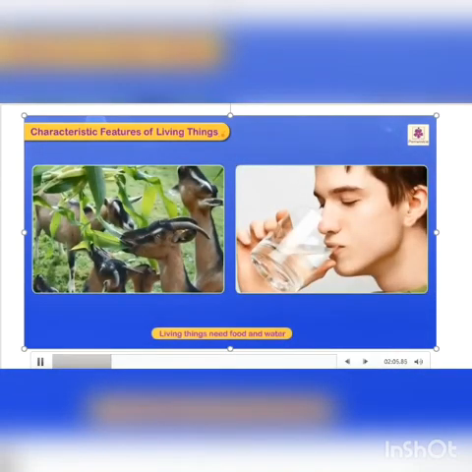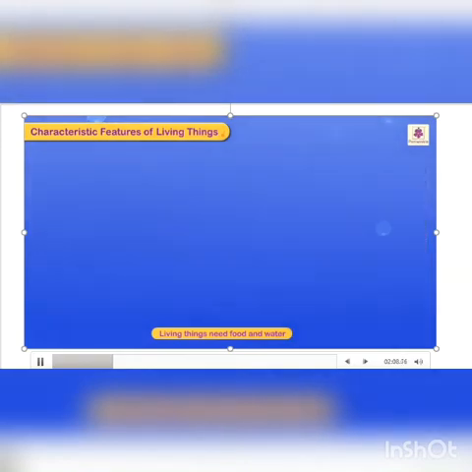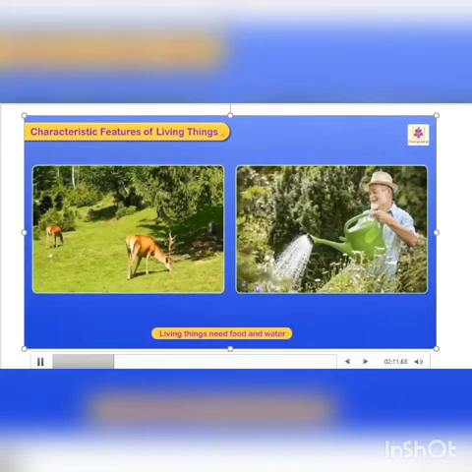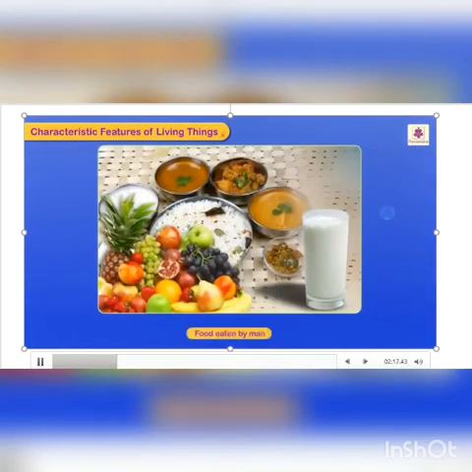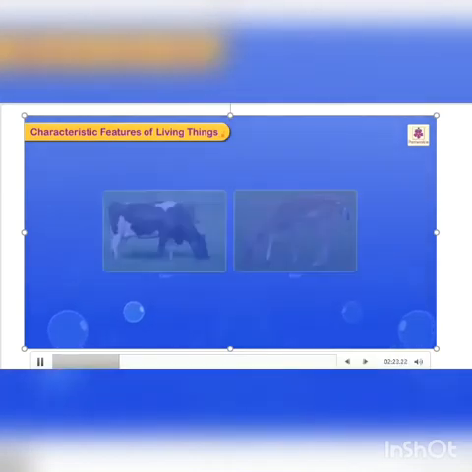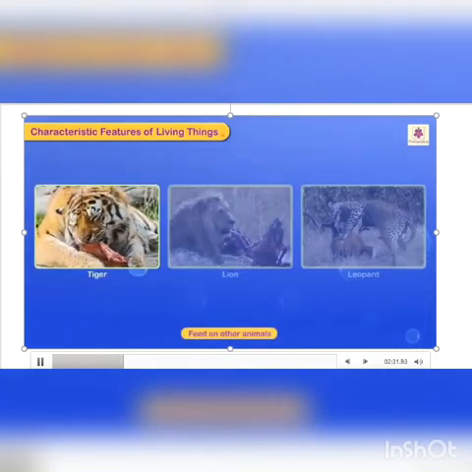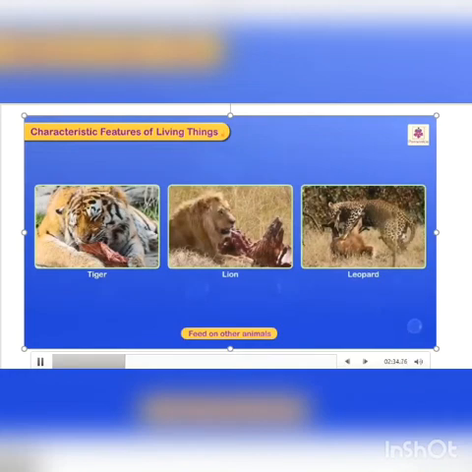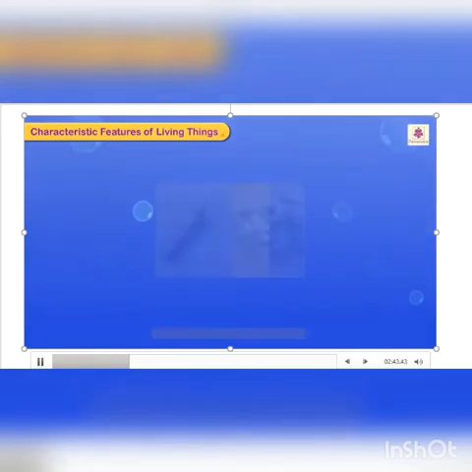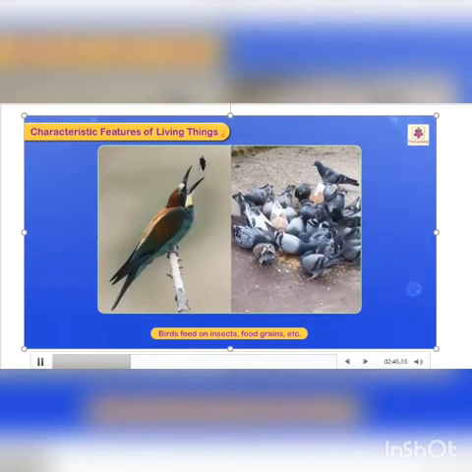Living things need food and water. Animals and plants need food and water to live. These are some food products eaten by man. Cows, deer, etc. feed on grass. Tigers, lions, leopards, etc. feed on other animals such as zebra, deer, and bison. Birds feed on insects, food grains, etc.